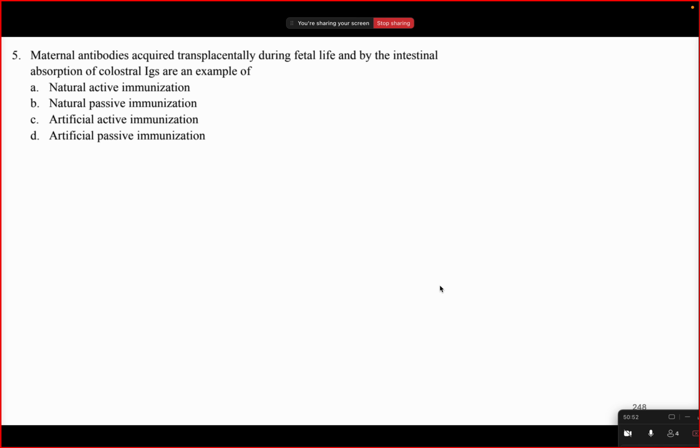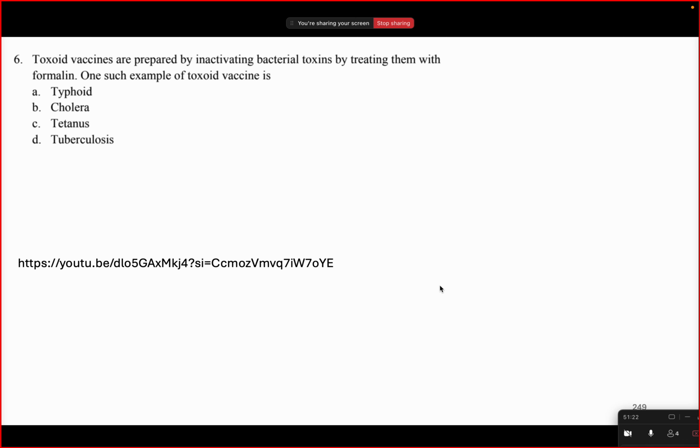Maternal antibodies acquired transplacentally during fetal life and by the intestinal absorption of colostral IgGs are an example of natural active immunization, natural passive immunization, artificial active immunization, or artificial passive immunization. It is natural passive immunization. It is coming from the breast milk.